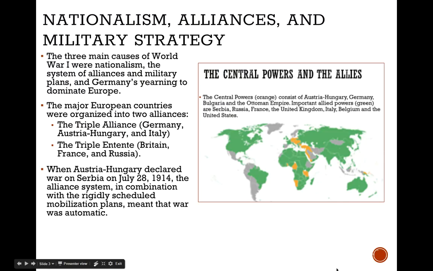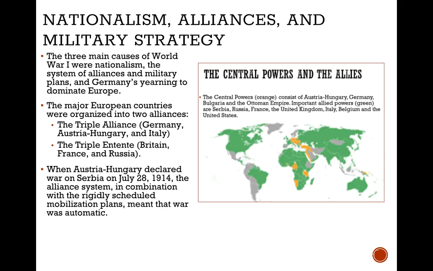Nationalism, alliances, and the military strategy. The three main causes of World War I were nationalism, the system of alliances and military plans, and Germany's yearning to dominate Europe. Nationalism was deeply rooted in European culture, where it served to unite individual nations while undermining large multi-ethnic empires. Imbued with nationalism and largely unfamiliar with the reality of large-scale warfare, most people viewed war as a crusade for liberty or as revenge for past injustices.